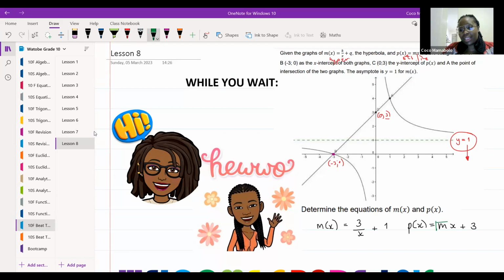Find me m, guys. m is the gradient. We do have 2 points. They've given us 2 points. They've given us the point over here and the point over here.